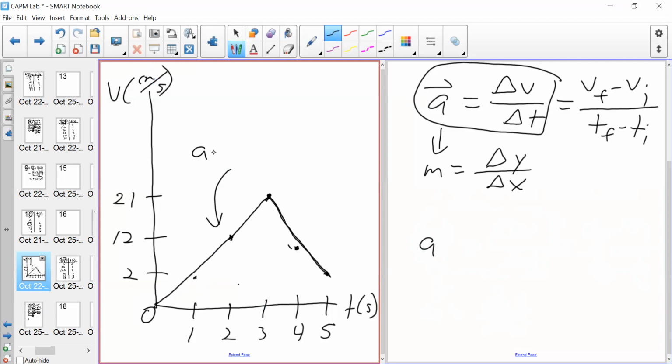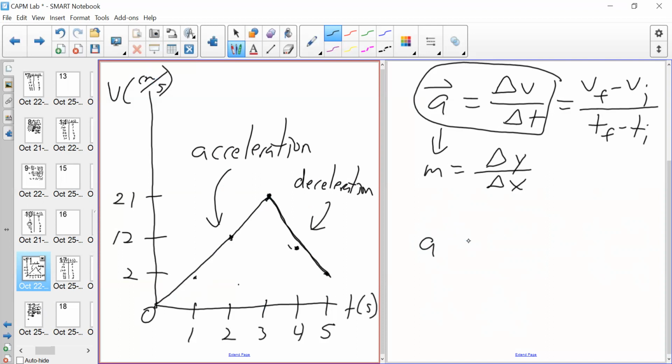This is acceleration, speeding up. And here is deceleration, slowing down. You can clearly see it slowing down because it's going from 21 all the way down to 2. We are speeding up here from 0 to 3, and then from 3 to 5, we're slowing down. The cart, you gave it an initial push, it sped up, and then after about 3 seconds, generally from what I saw from your data, the cart slowed down.